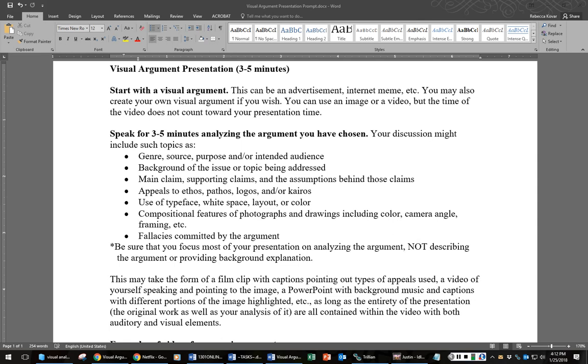Make sure that you are focusing your presentation on analyzing the argument, so don't spend too much time on background information, and certainly you don't want to just describe it to us. So if you're telling us there's a blue circle in the upper right corner, tell us what effect that has. Why are they doing that?